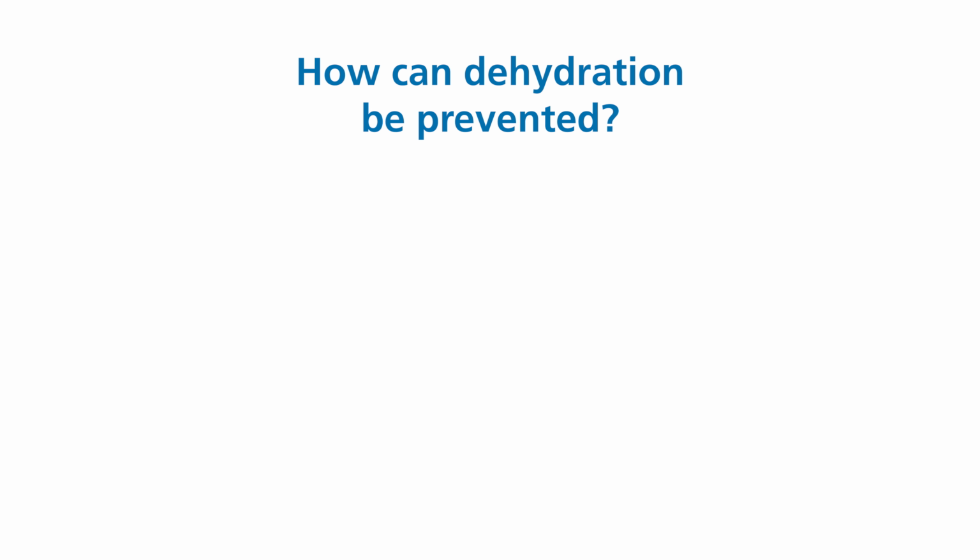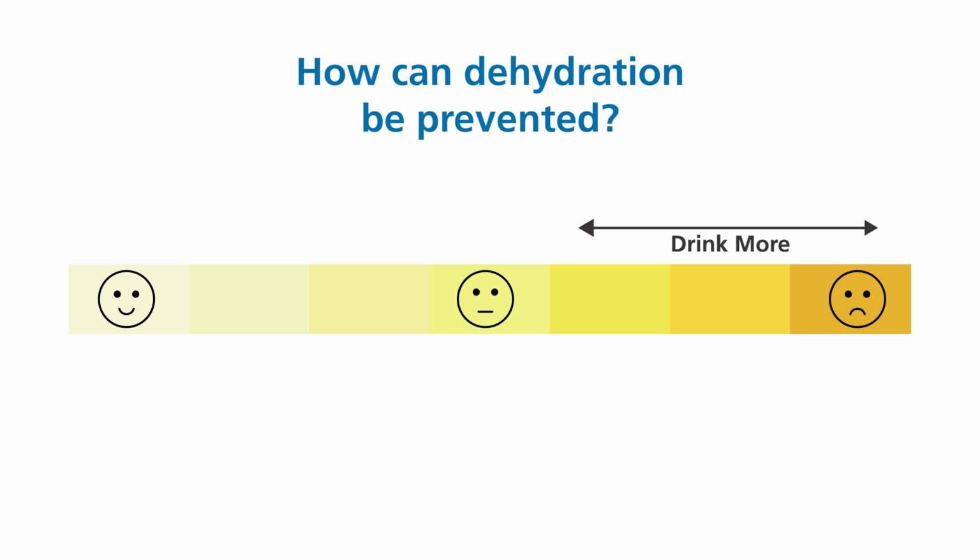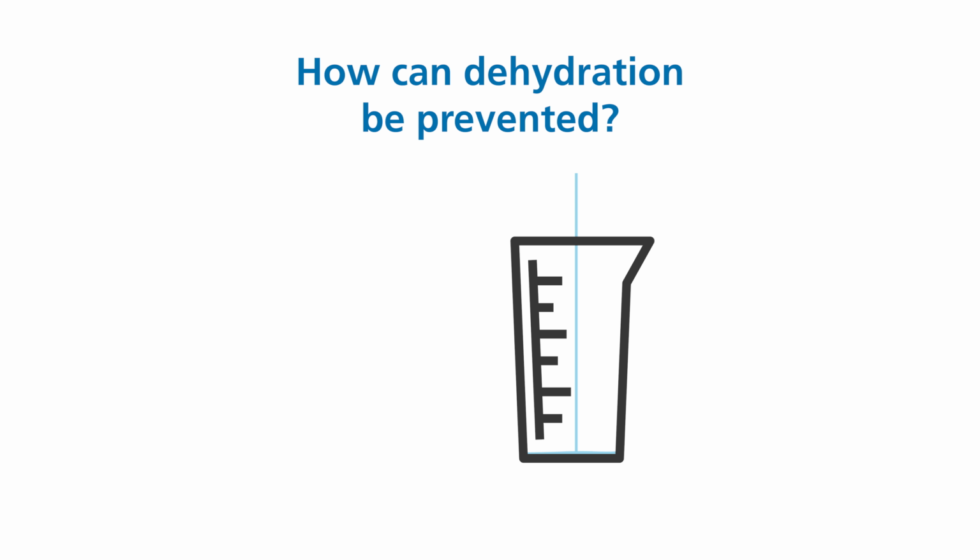How can dehydration be prevented? Adults should drink enough fluid to keep the urine colour pale and avoid feeling thirsty. This is around 1.5 to 2 litres per day, unless they have been advised to restrict their fluid intake.